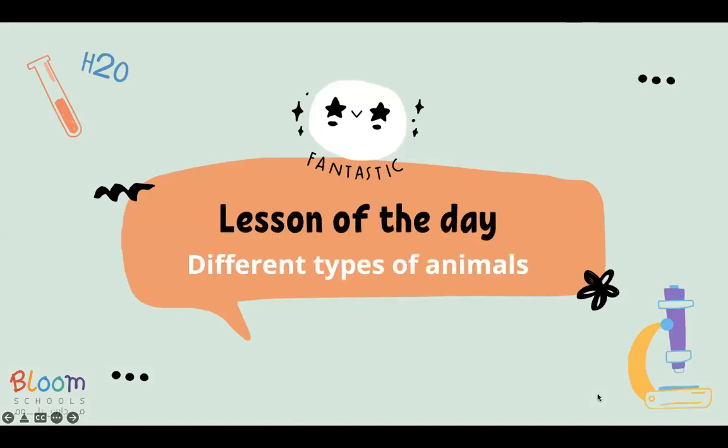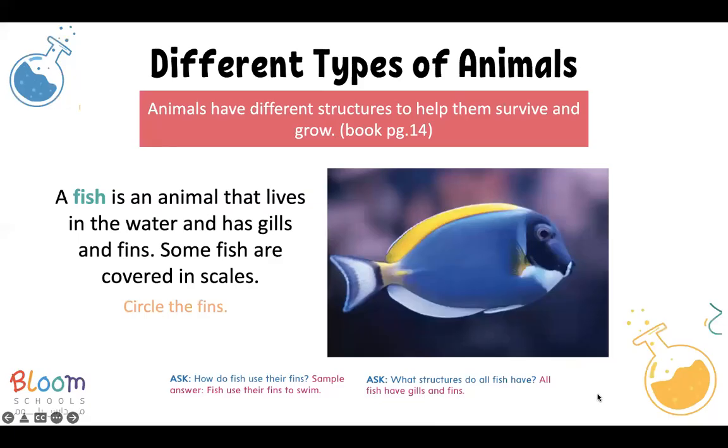Today we talked about different types of animals. In the book, page number 14, we have some pictures of animals. So we're going to talk about each type of animal, and then we'll do a little exercise on each picture. So get your book ready, page 14.